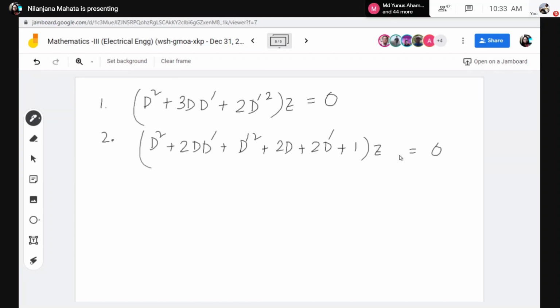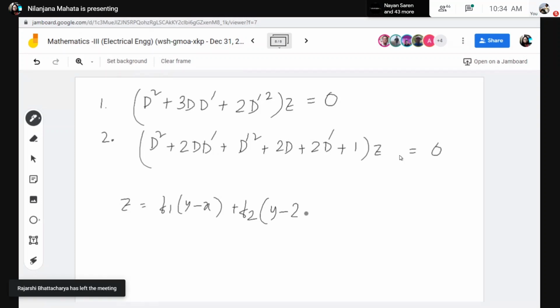Ma'am, this will be z equals f1 of y minus x plus f2 of y minus 2x. Okay, so this is the complementary function of this. Now it has a repeated part, so now solve this one.